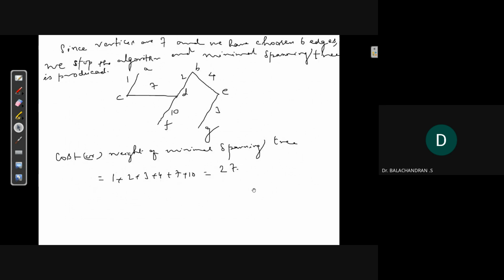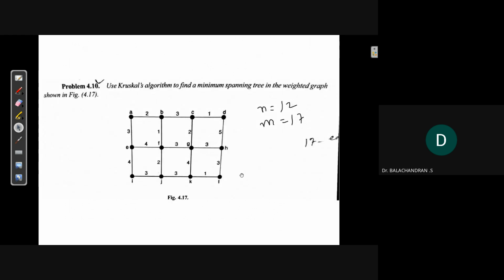Since vertices are 7, we have to choose 6 edges. So we stop the algorithm and the minimal spanning tree is produced. This is the minimal spanning tree. The weight or cost of the minimal spanning tree, you should write what? 1 plus 2 plus 3 plus 4 plus 7 plus 10 equals 27. Add and write. Okay, so I leave this problem to you.